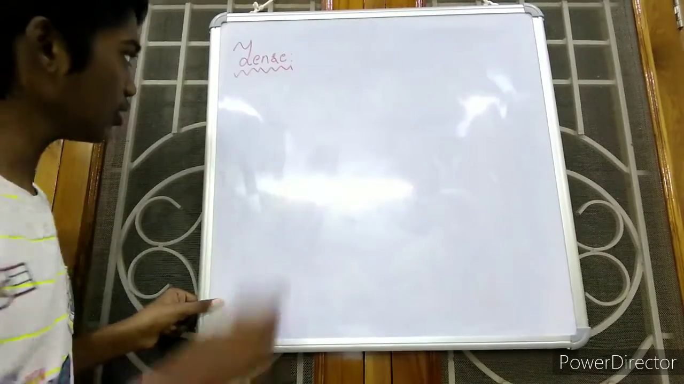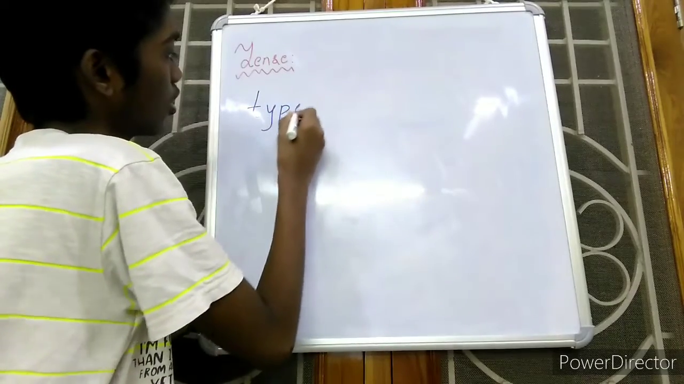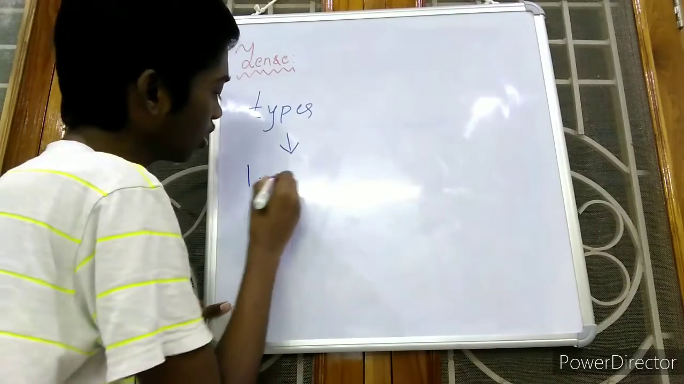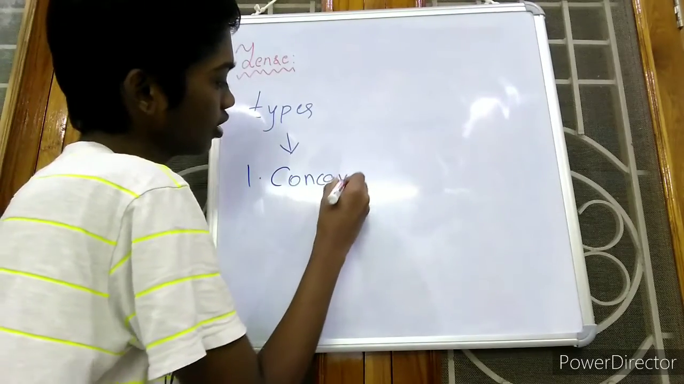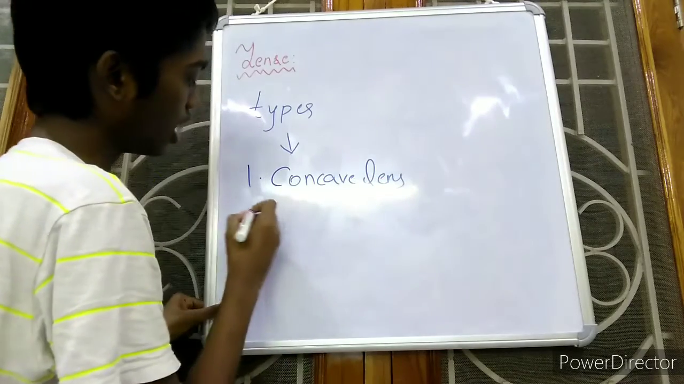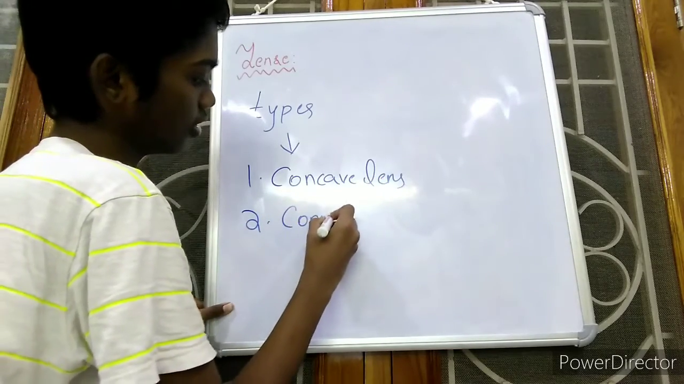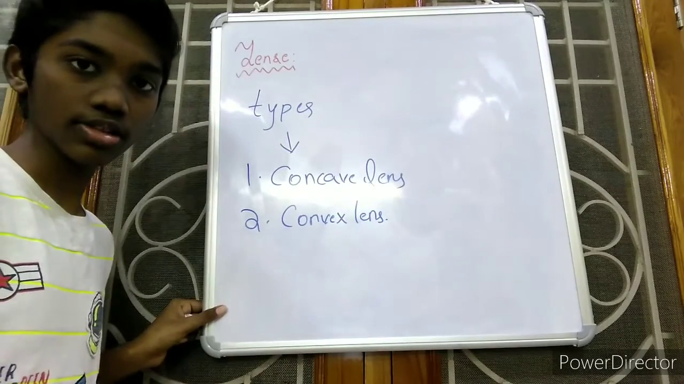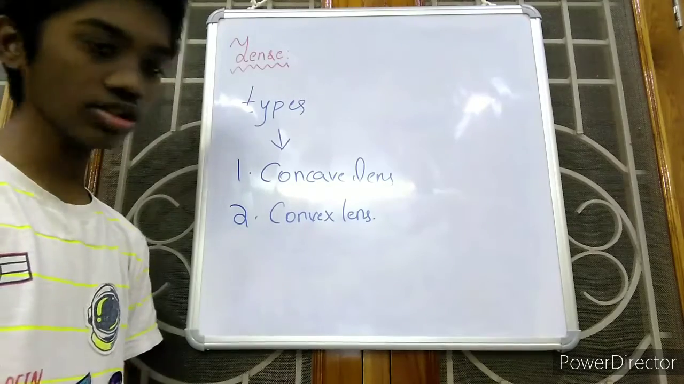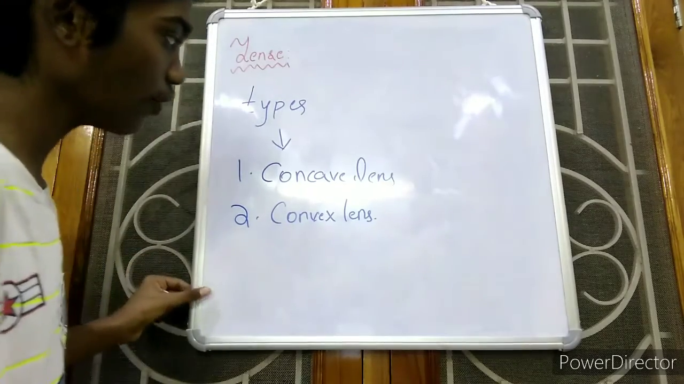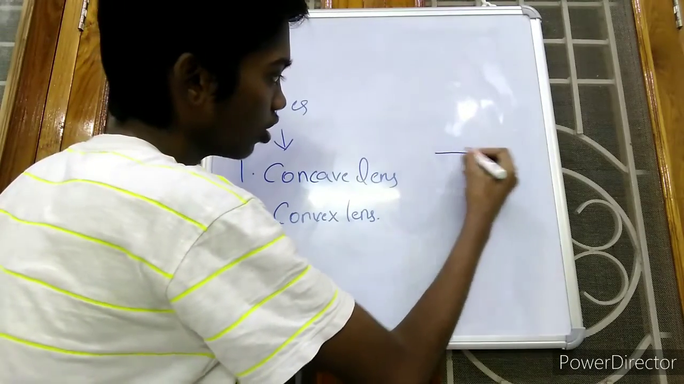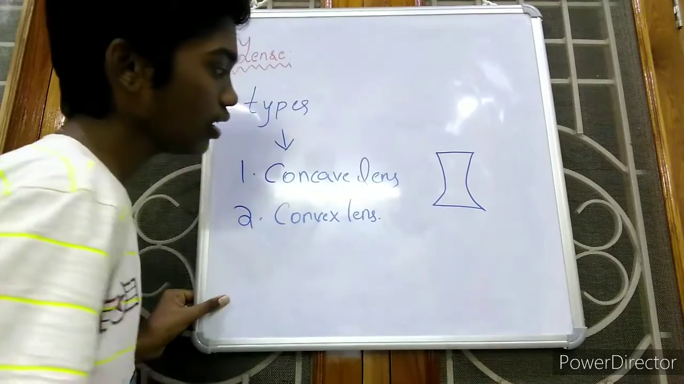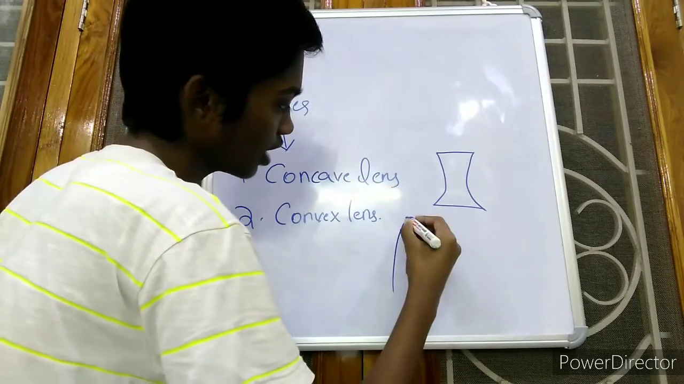Now to the types of lenses. Lenses are of two types. They are number one, concave lens, and number two, convex lens. So first, coming to the concave lens. Before I explain the definition of concave lens, first I will draw the diagrams. The concave lens can be represented with this diagram, and the convex lens can be represented with this diagram.